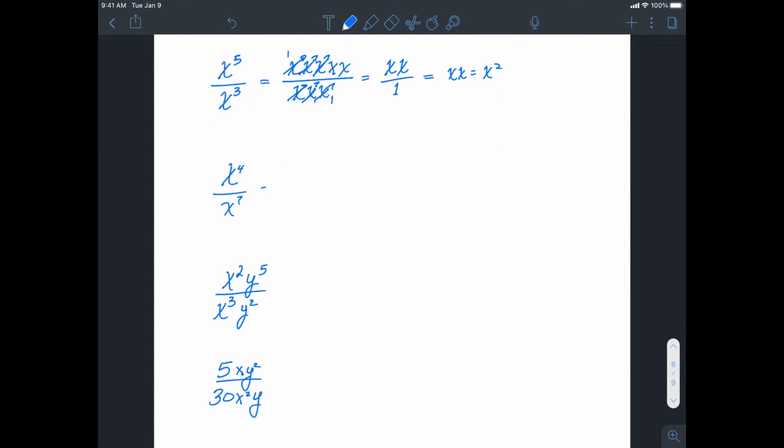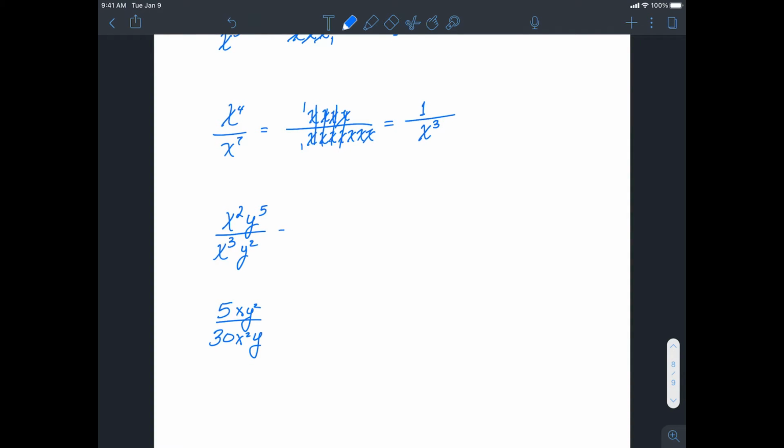Next example, x to the 4th divided by x to the 7th. Again, we can write this as x to the 4th and x to the 7th, and we can divide out the common factors, and we're left with x to the 3rd in the denominator and 1 in the numerator. And that's really important. Remember that when everything gets divided out, it doesn't just disappear. We leave a 1 in its place.